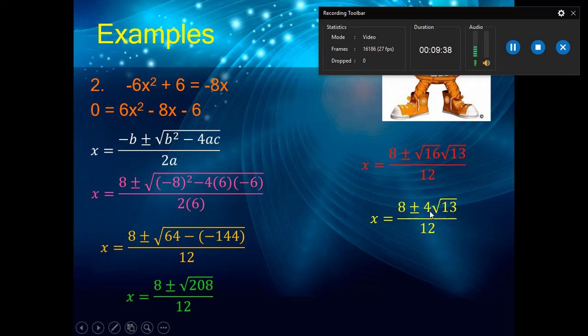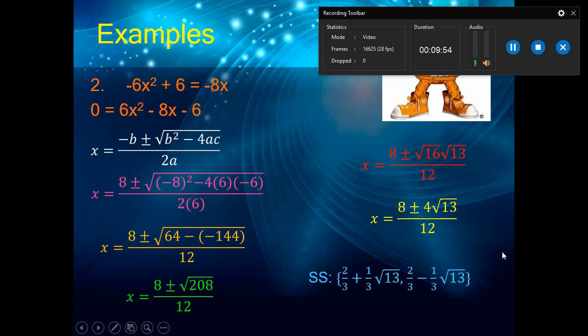Then we're also dividing 4 radical 13 by 12. 4 and 12 will reduce to 1/3, and we'll keep the radical 13. So we'll have 2/3 plus 1/3 radical 13, and 2/3 minus 1/3 radical 13.